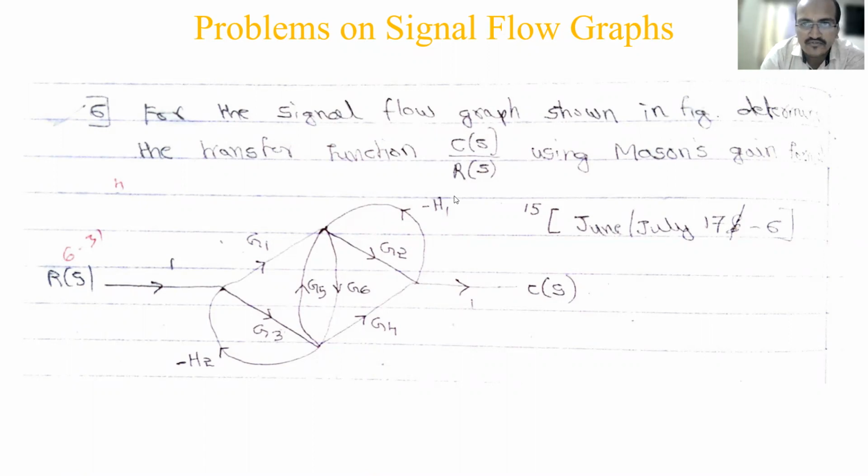So yesterday I told you, first thing to do is you should know the definition. What is the definition of forward path? What is the definition of loop? Loop means it will start at the same node and it will end at the same node. It will traverse a path, not going twice, and it will come to the same node. That is a loop. Forward path means from R of S to C of S, how many ways are there, without going in the same path again. The nodes may be common, but the path may be a little bit different.